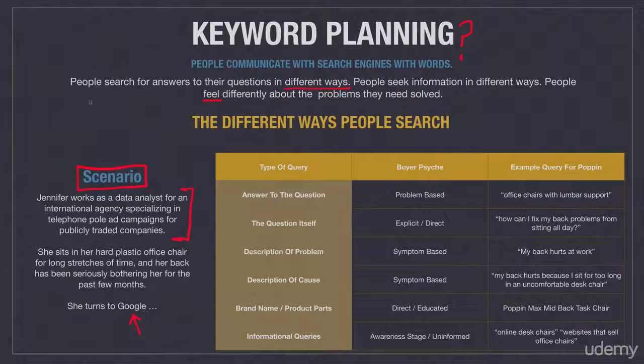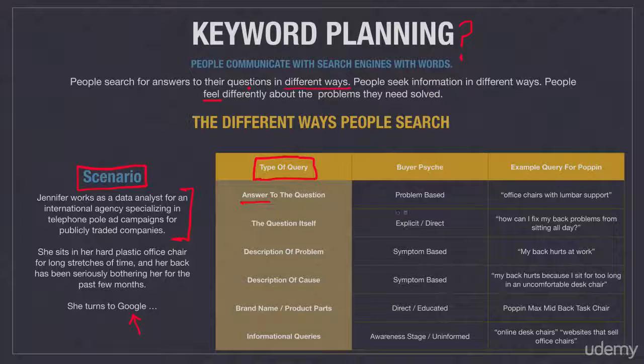Now, in this chart over here, we have a column that's called type of query. There are a lot of different types of queries that people will perform on Google, and this is not a comprehensive list, but this is a very broad level categorically that's going to help us define and organize our keywords. So Jennifer might search Google indicating that she has the answer to her question. So she might use the answer to the question as her query in Google.